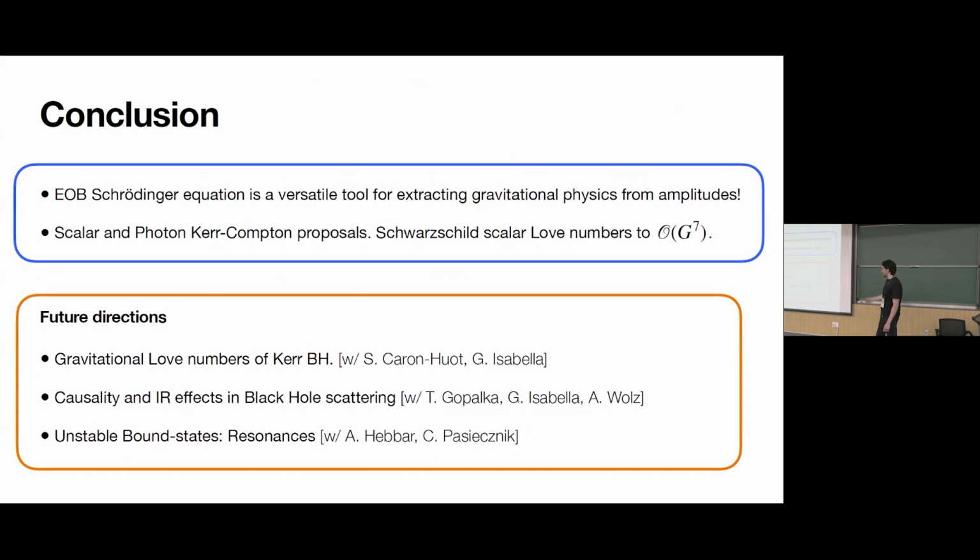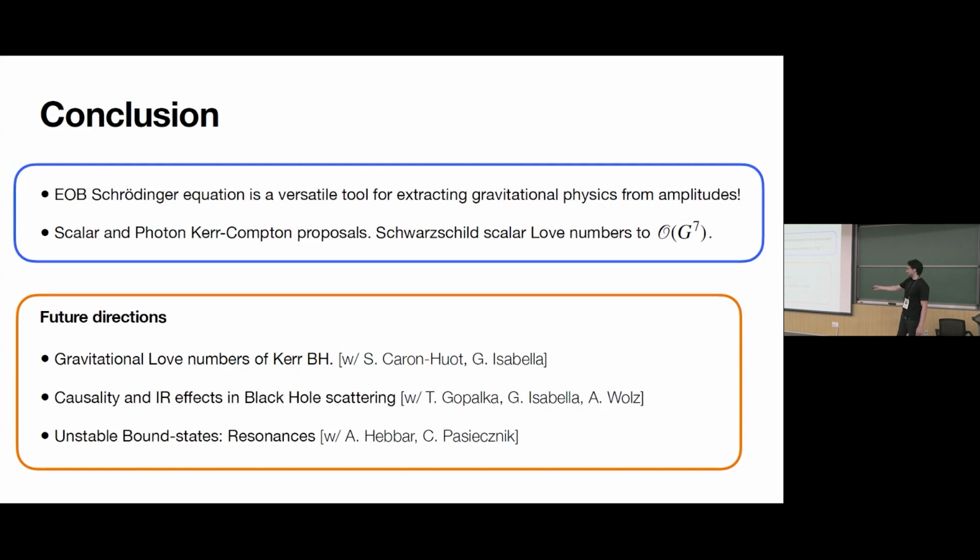In the future, we are interested, of course, in getting the relevant case where we are scattering gravitons on Kerr. We are doing this with Simon and Julia. We're also interested in the general properties of these S-matrices involving scattering on black holes. In particular, we find some very interesting relations between causality and IR effects. This is work with two students at UCLA, Tushar and Anna.